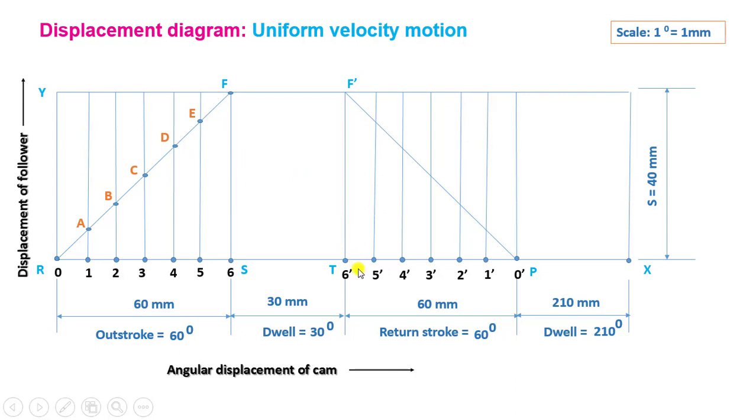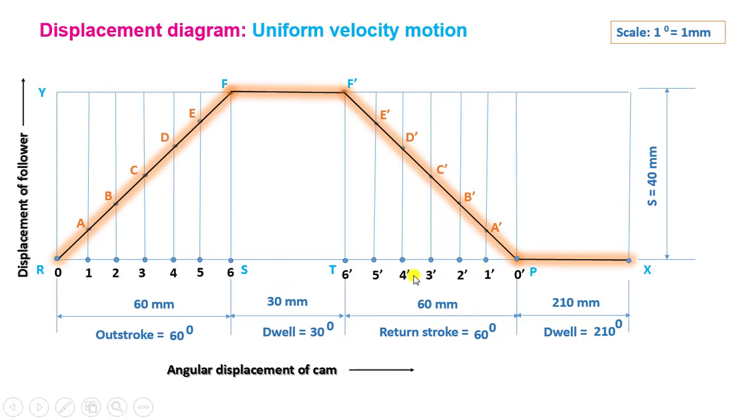Similarly, the vertical lines passing through points 6 dash, 5 dash, 4 dash, 3 dash, 2 dash, 1 dash cut this F''P line at point E dash, D dash, C dash, B dash, A dash. Join these points and this is the complete displacement diagram.